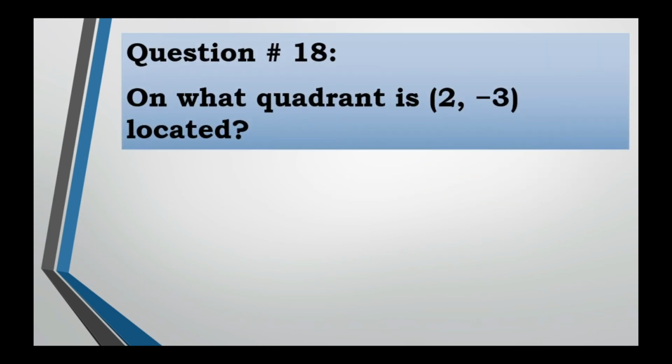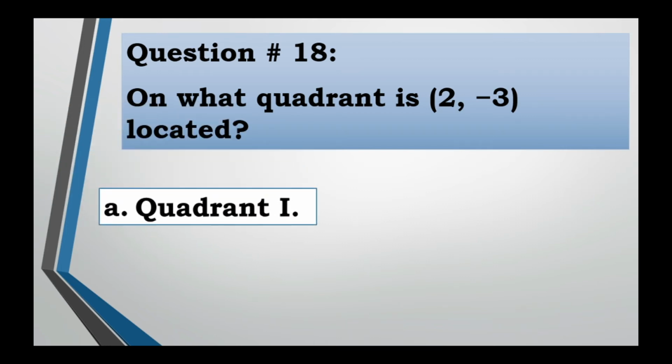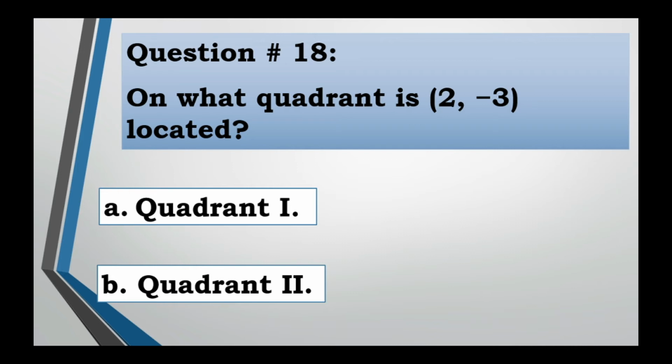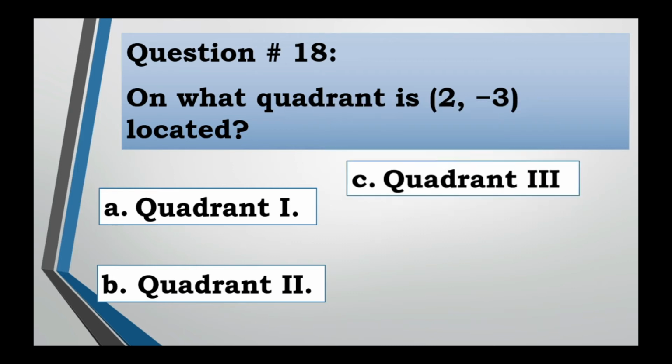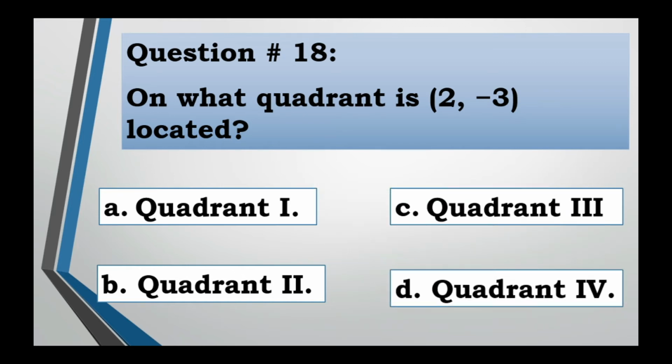Question number 18. On what quadrant is (2, negative 3) located? Letter A, quadrant 1. Letter B, quadrant 2. Letter C, quadrant 3. Or letter D, quadrant 4.